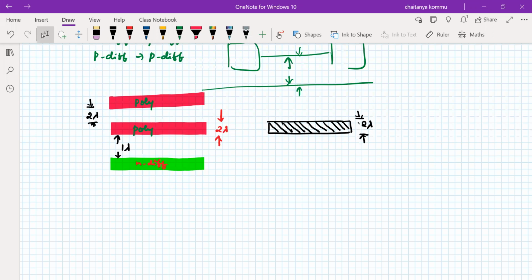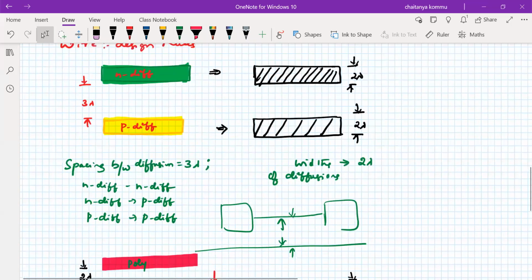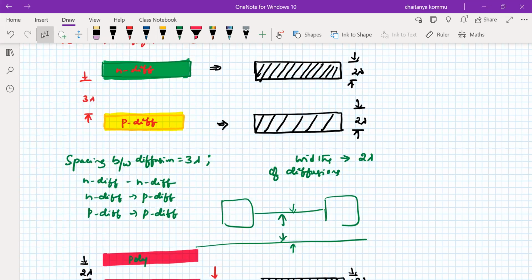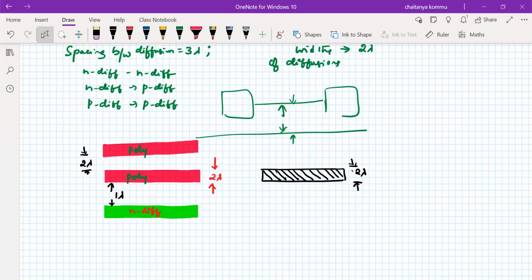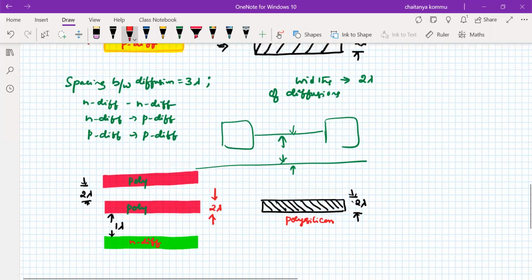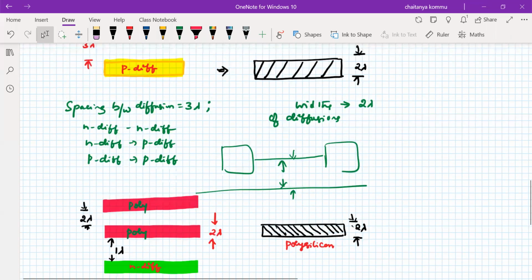Whenever a poly and N diffusion are very near to each other, we have to maintain minimum 1 lambda. Keep in mind that it may be N diffusion, P diffusion, or polysilicon. The minimum width must be 2 lambda, but the spacing will be different. The spacing for the diffusions is 3 lambda, and for polysilicon 2 lambda. You have to remember these points. Please remember that this is poly; polysilicon, or poly, is what we normally call it. So these are the wires.